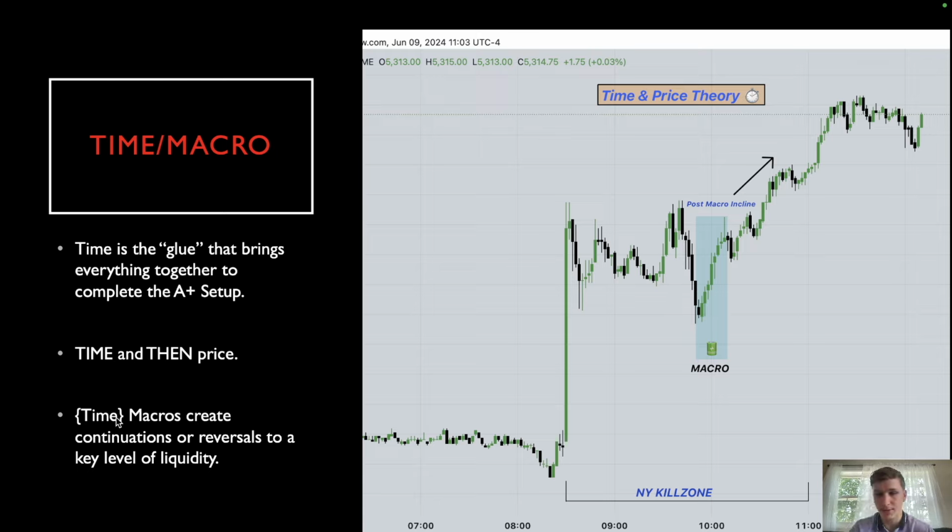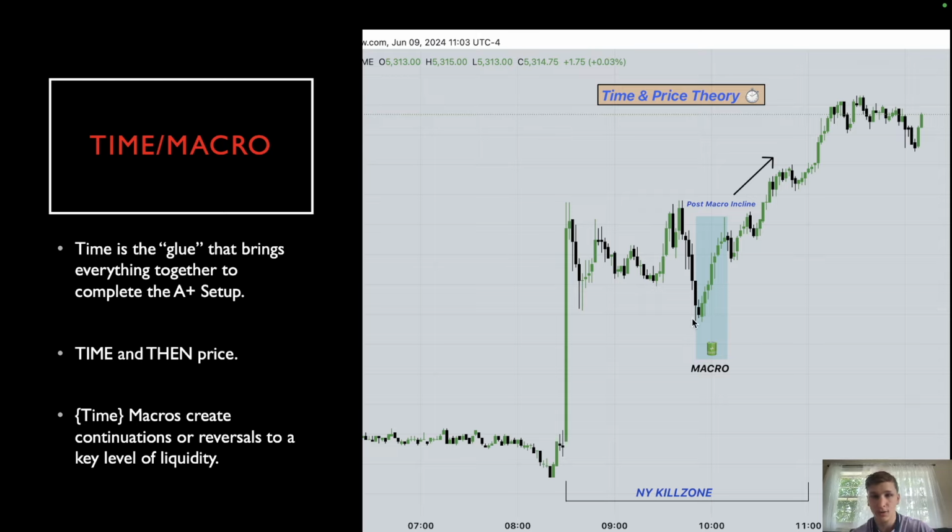When we're talking about time, it's either a kill zone or a macro. Nothing more, nothing less. And in this example, we're within the kill zone, but also within a macro here. Okay, so macros create continuations or reversals to a key level of liquidity. Nothing more, nothing less.